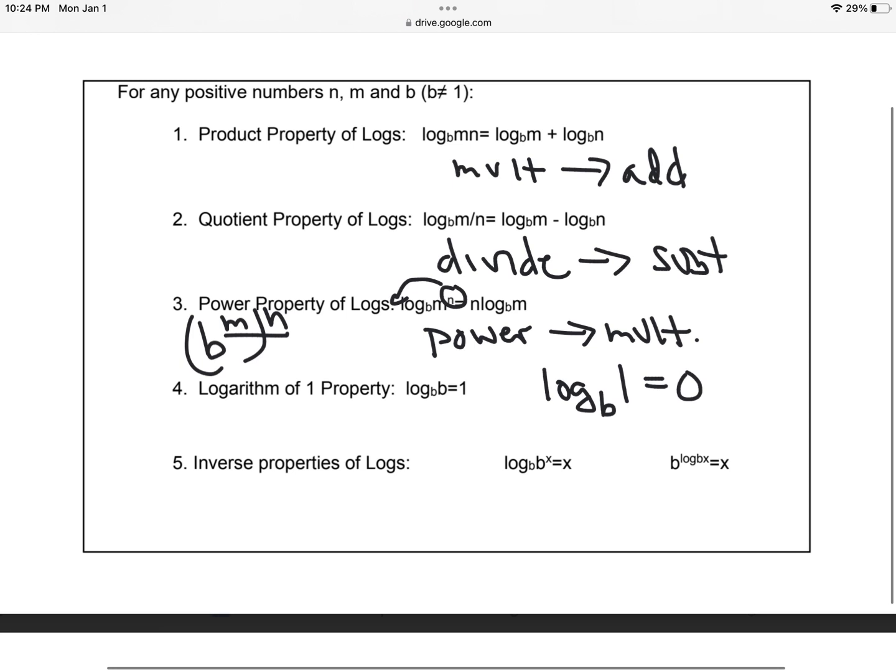And then there's some inverse properties. So if you look at this right here, I've got a base and a base that are exactly the same. And I've got an exponent and a log, and they undo each other. And so all we're left with is an x. Same thing here. I've got base exactly the same, and I've got an exponential in there and a log. They undo each other, and we're going to be back at x. So we're going to use those logs to simplify.